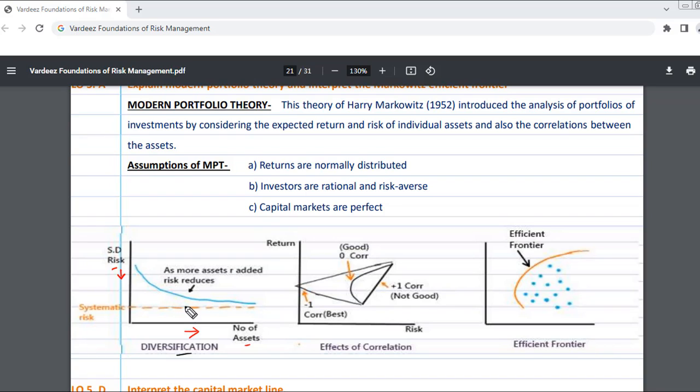But even after adding all the assets that we could in our portfolio, only the company specific risk will come down. Company specific risk is also known as non-systematic risk. This is something that you need to remember for the exam. If you see non-systematic risk, it can be diversified away. Yes, company specific, non-systematic, it can be diversified away. The risk will come down, but it will retain this much risk. You cannot eliminate the total risk by increasing the number of assets in your portfolio.